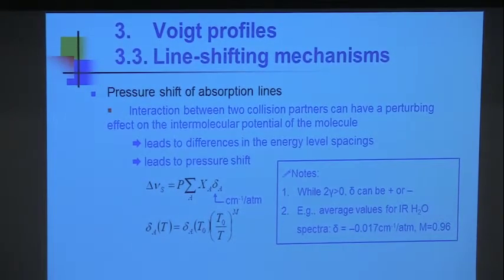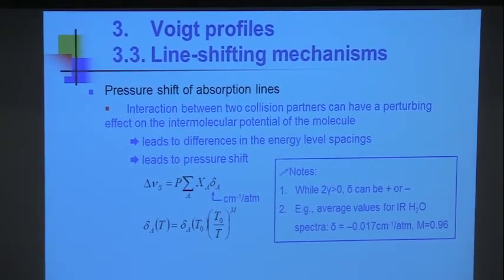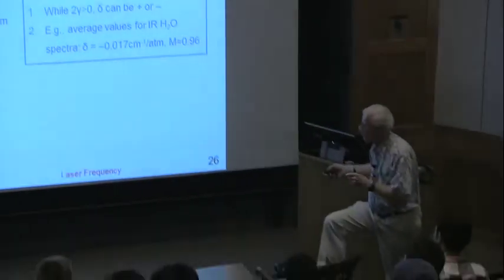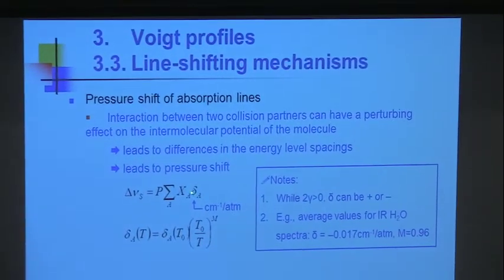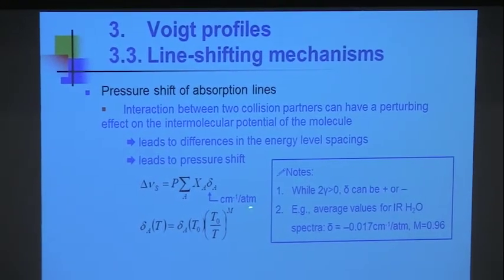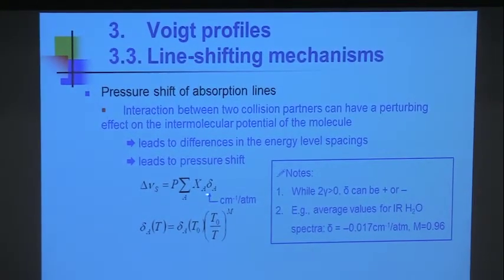Now, another complexity. As you go up in pressure, it's also possible for the line center to shift. That's called the pressure shift. That's usually defined, instead of 2 gamma, with a delta term. So delta is a parameter. It's the wave number shift per atmosphere.